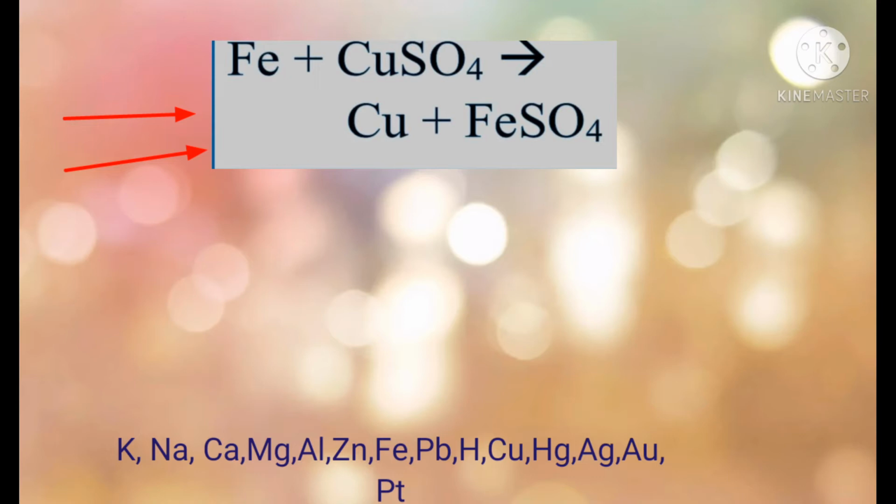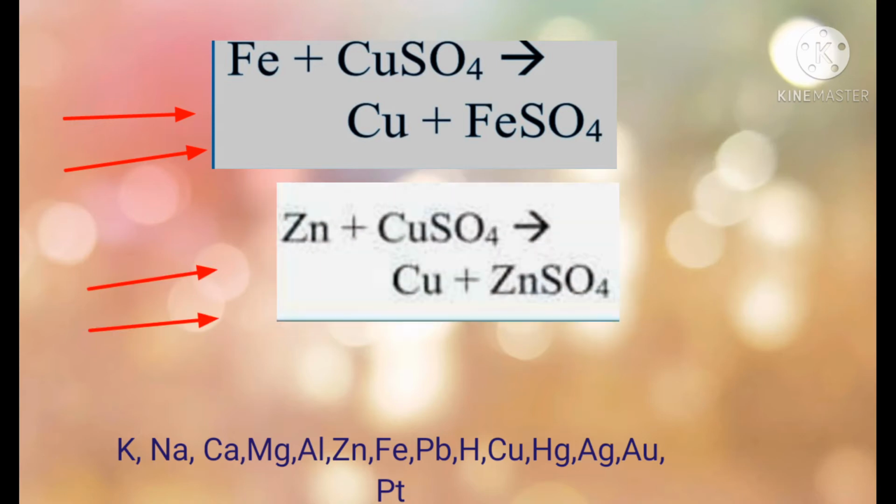That is the reason when you put iron in copper sulfate, the color changes. Copper sulfate solution is blue in color. After the reaction, it changes into a light green color solution. That is the formation of ferrous sulfate.